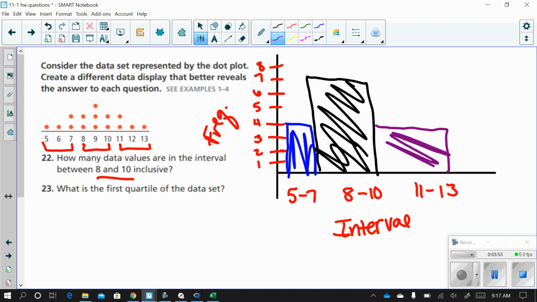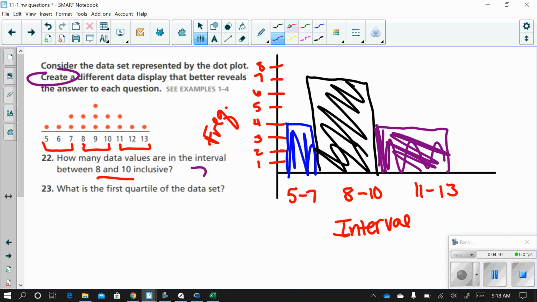And my bars are really wide because they should be touching, and I made my intervals too far apart. Okay, so a histogram is the best thing there. You could use that to answer the question, which would be 7. But notice it says create, so you need to show the other graph.